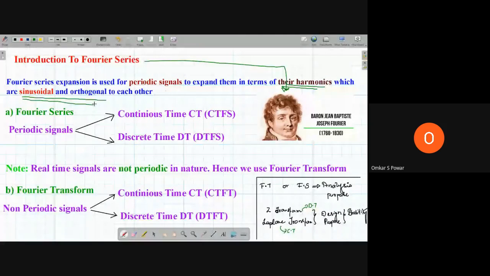So in the beginning of the class, I asked many people. You told me you are decomposing the signal into sines and cosines. So actually, what do they give us? They give us the analysis. So for analysis purposes, we use the Fourier transform and Fourier series. But then you might ask, why do we use the Laplace transform? Why do we use the Z transform? They are used for design purposes.